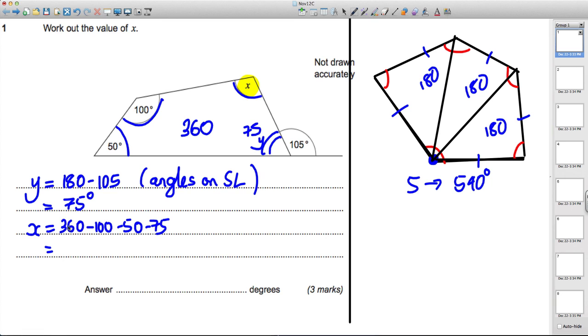And when you do that on your calculator, you can use calculator. This would be 260, 210, and this would be equal to 135 degrees. Okay, so there is your x answer, 135 degrees. Next question.